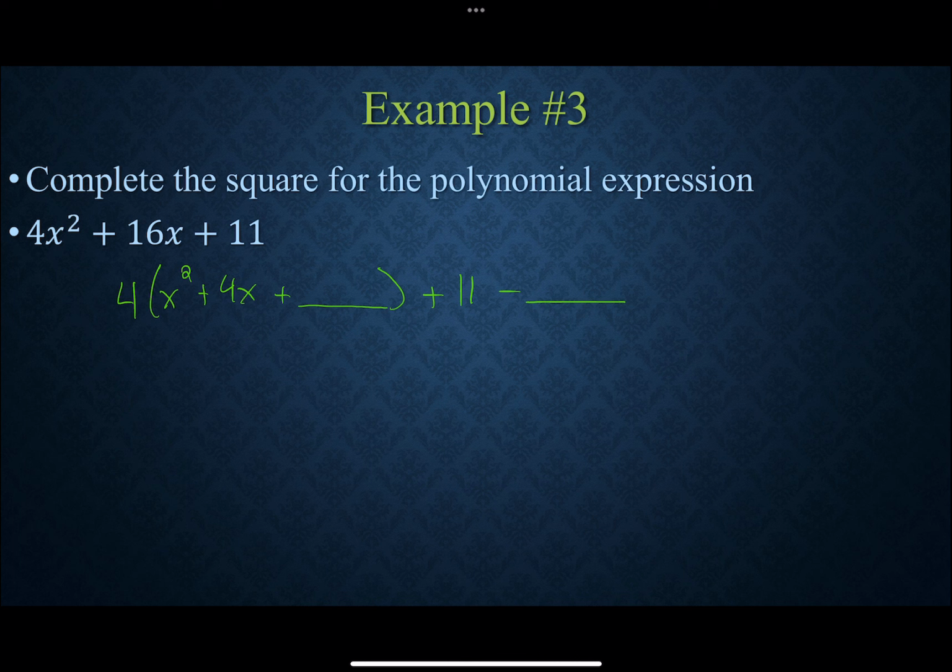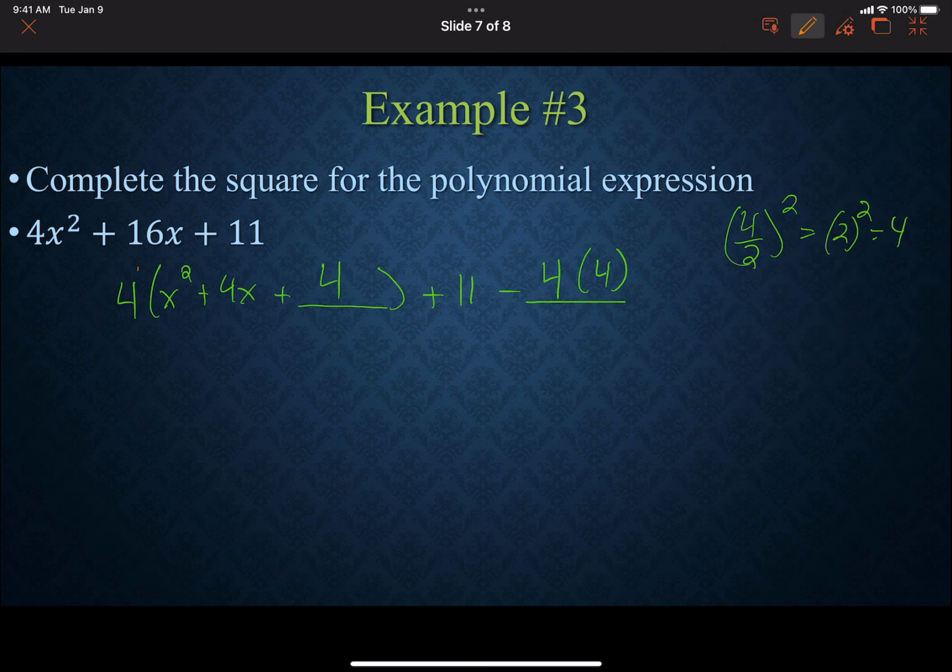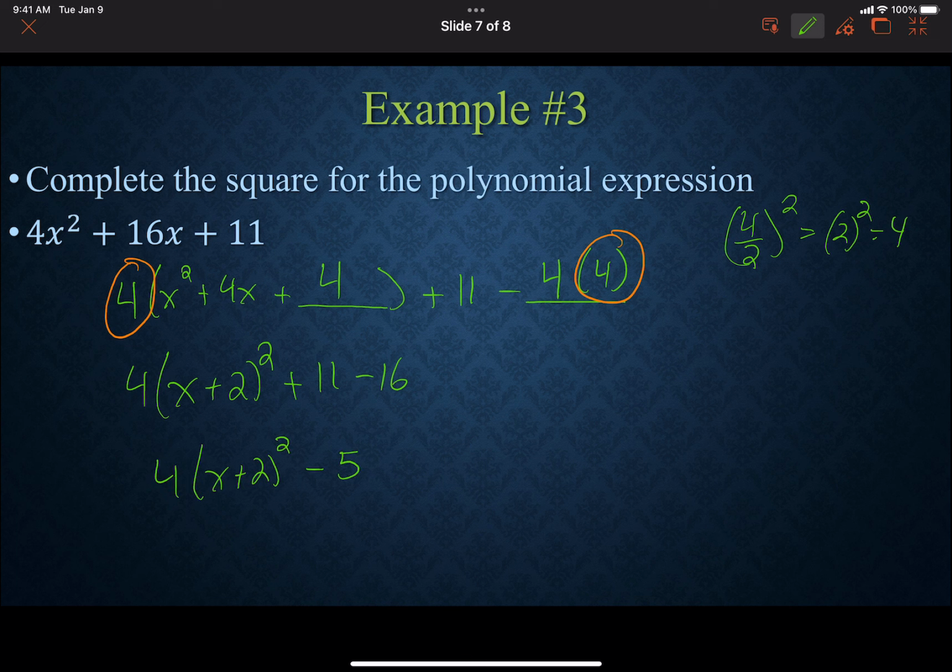We still find the missing term by doing half of the middle term and squaring it. Half of 4 is 2. 2 squared is 4. We're balancing the positive 4 with a negative 4, but it also has to multiply by the 4 in front. This number right here has to match right here as well, because technically, we're not just simply balancing a 4 in the problem, it's really 4 times 4 that we're trying to balance. So that's why for something like this, we're going to get 4, and then it's x plus 2 squared. We get 11 minus 16, which becomes x plus 2 squared minus 5.